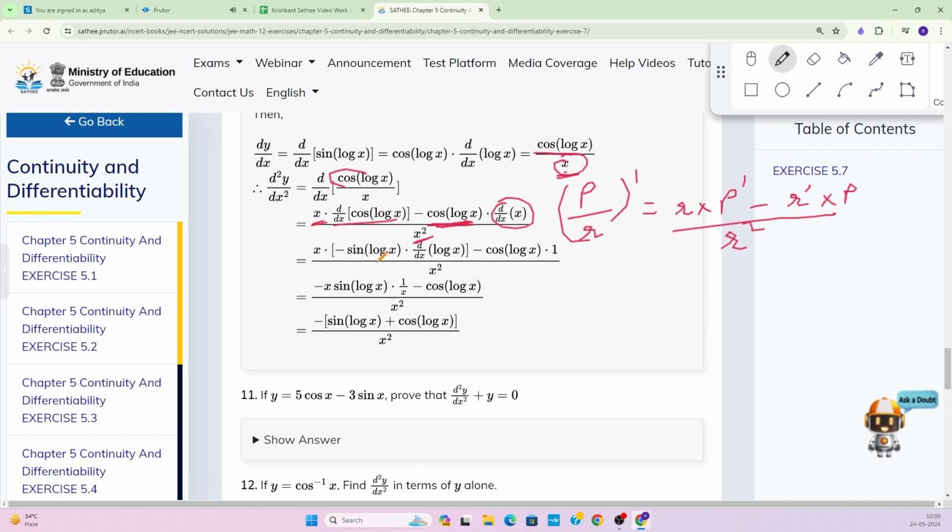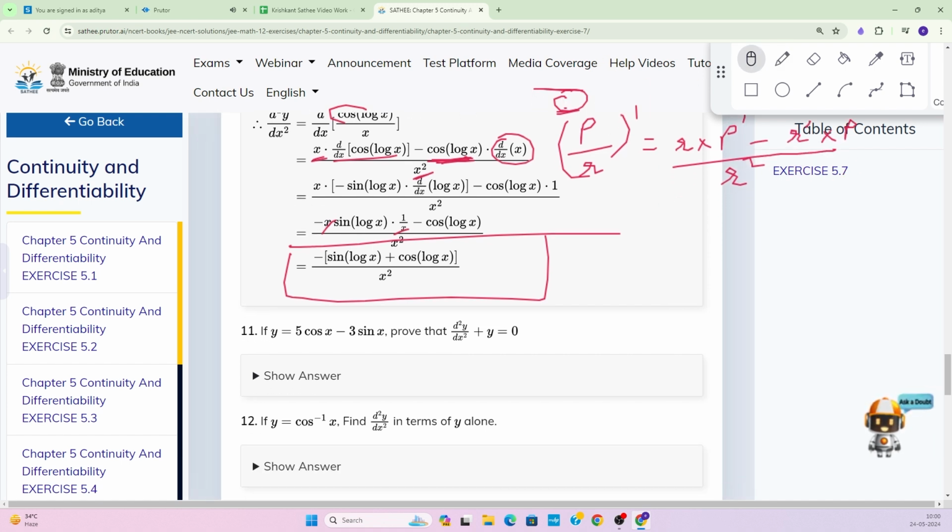You will see, the steps are in front of your eyes. So minus sine log x by x. So x and x will be cancelled, and you are only left with minus sine log x. Okay, so far so good. Now for this, the derivative will be just 1. So if you take minus common, you are only left with sine log x plus cos log x divided by x square. So your final answer, the second derivative of the given expression, will be of this form. I hope it is clear to you. Let us move to the next.